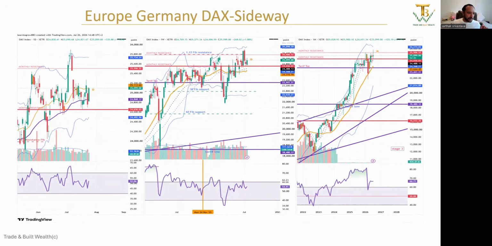Germany is completely sideways. Yeah, there's a gap resistance over there. It has to break a lot of resistances over here to go into the bullish zone. The weekly is sideways. It tried to break the 60 here, but failed, and came back to normal. So there's nothing happening in Germany.